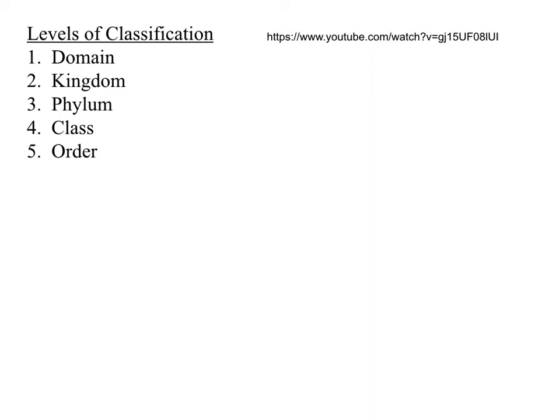So the first level of classification is domain. After domain comes kingdom, then phylum, then class, order, family, genus, and species. Now, what does that mean? What that means is that domains are made of kingdoms. So domains are the biggest groups. This is the biggest level of classification.